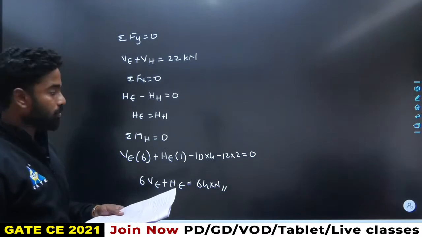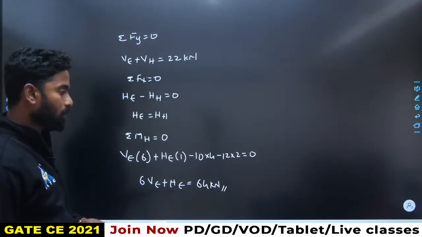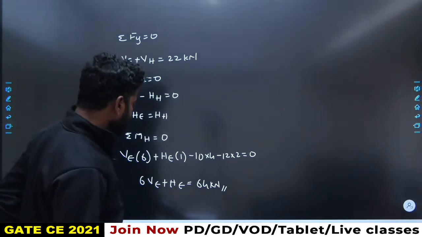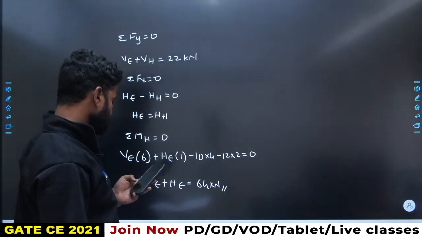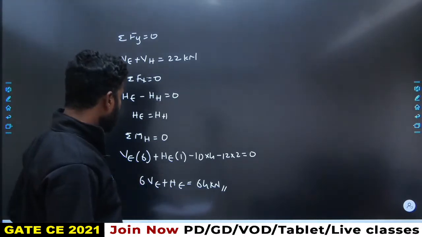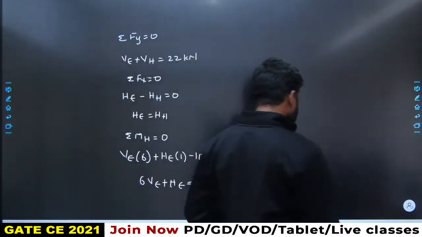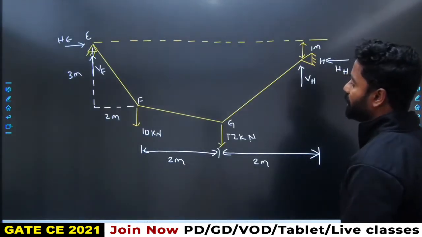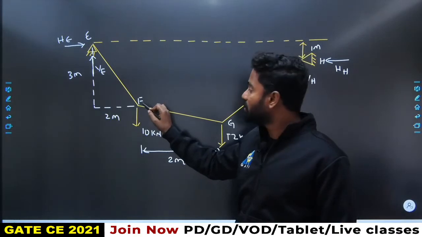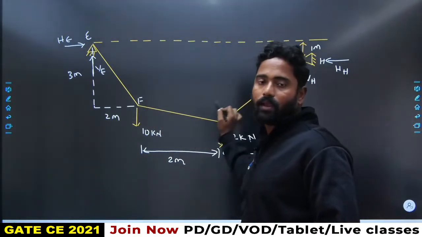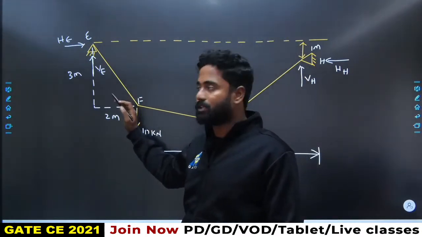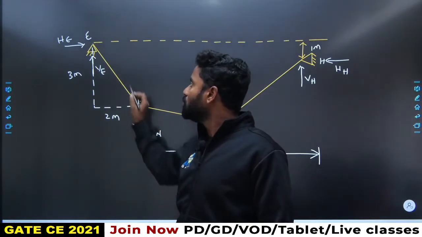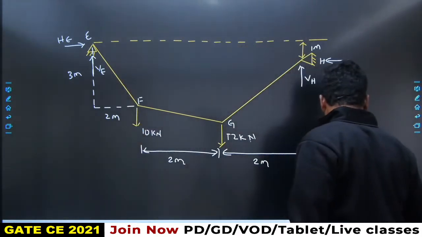10 into 4 is 40, 12 into 2 is 24. So, 40 plus 24, I think it is 64 only, right. 6 VE plus HE is equal to 64 kilonewtons. And if I take summation of moments about F equals to 0, because this is a cable, in a cable, moment at any point is equal to 0. Cable takes only tension, right. So, VE into 2 plus HE into 3 equals to 0, right.